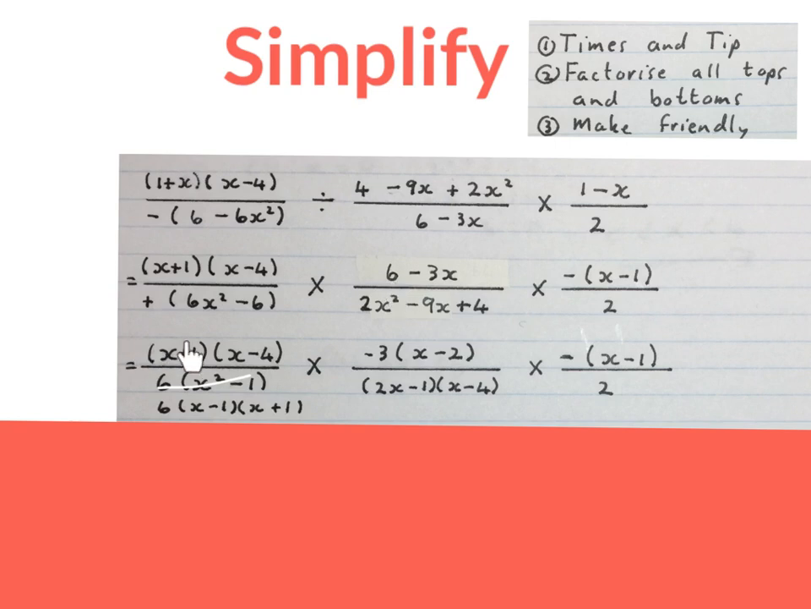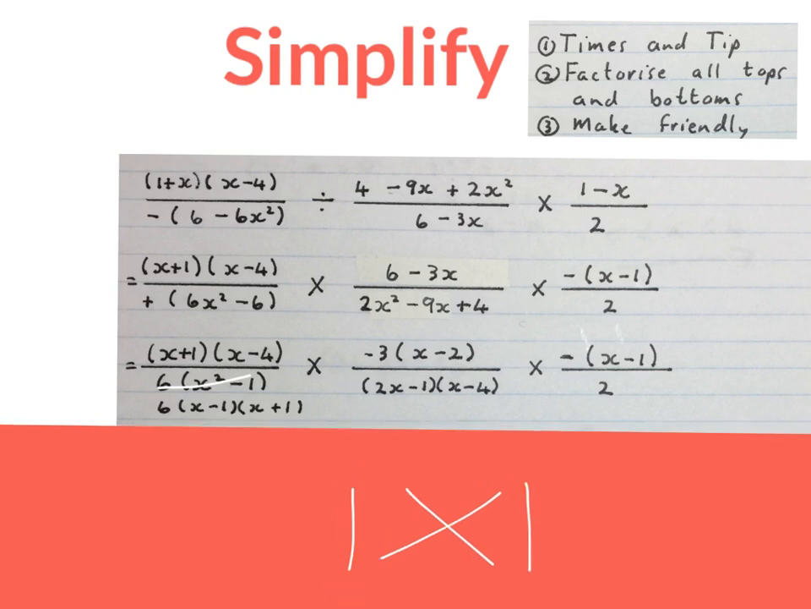Now, all 3 the tops and all 3 the bottoms are factorized and friendly. Now we can cancel across and up and down. From here, please use your own method, but here is ours. You can say x plus 1 goes in here once, and x plus 1 goes in there once. You can say x minus 1 goes in here minus 1 times. Don't forget the minus there. And x minus 1 goes in there once.